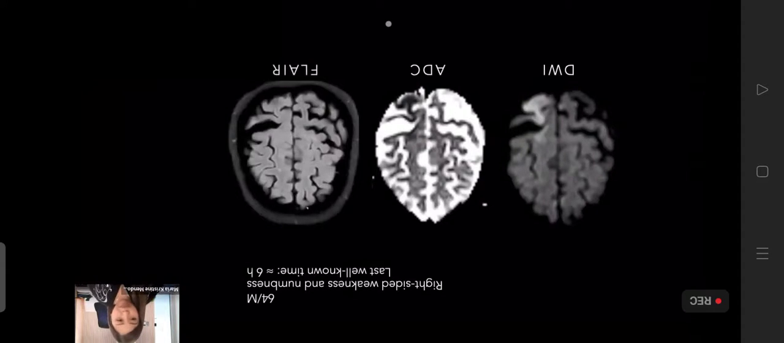So, just an example, this is a 64-year-old male patient with right-sided weakness and numbness, presenting with definite restricted diffusion in the left posterior parietal lobe, but on FLAIR, there's still no demonstrable corresponding hyperintensity. And so this patient may still be eligible for thrombolysis or may still be within that 4.5 hours from stroke symptom onset. Okay.